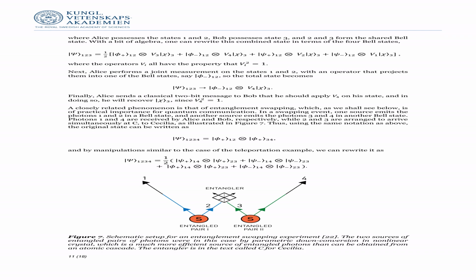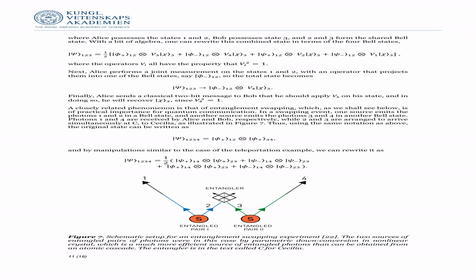Thus, using the same notation as above, the original state can be written as |Ψ⟩1234 = the Bell state 12 multiplied with the Bell state 34.